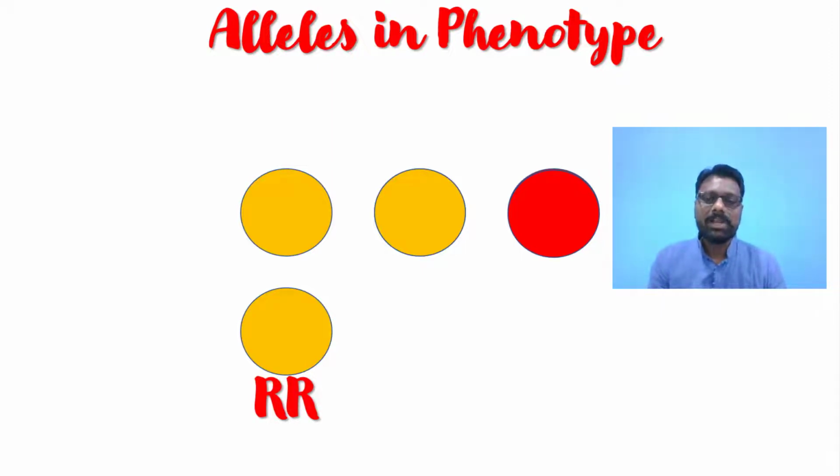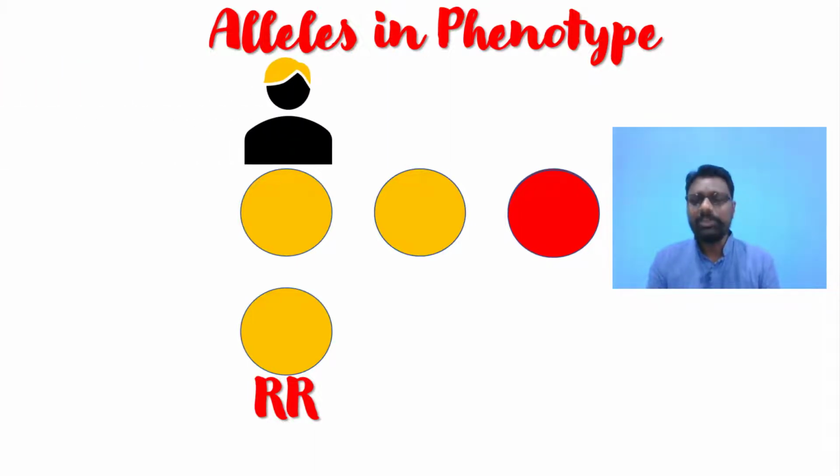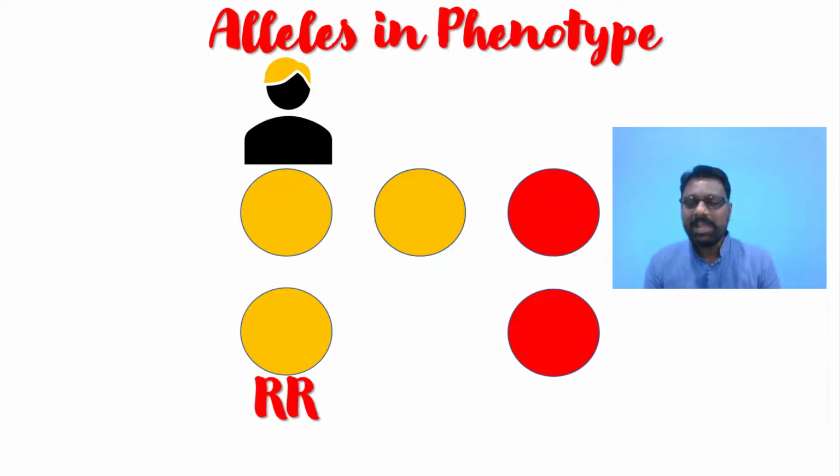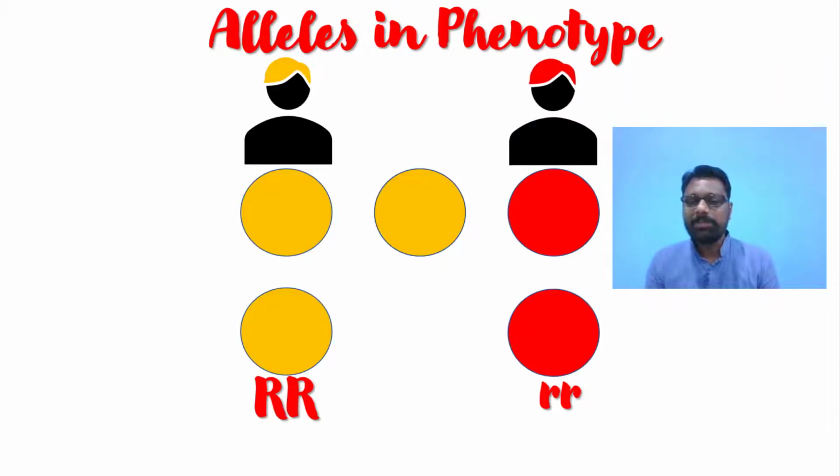So big R alleles represent the phenotype of non-red hair. Now when we talk about the phenotype of red hair individuals, they also carry similar alleles, which are in general considered as little r. This is also a homozygous condition. These together will produce a phenotypic effect in the individual's hair, that is red hair.